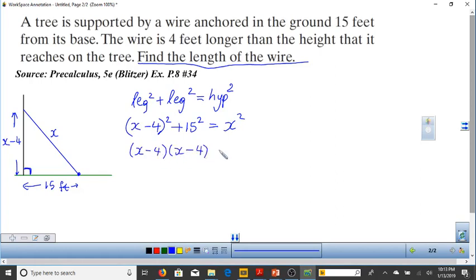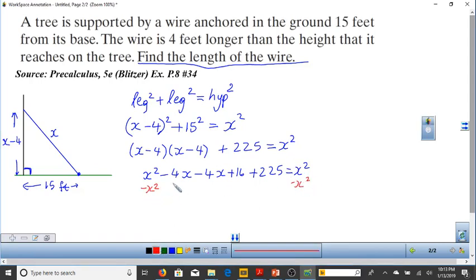15 multiplied by itself is 225. When we distribute, we get x squared minus 4x minus another 4x plus 16 plus 225 is equal to x squared. And then combining like terms, since that's a quadratic, we're going to subtract x squared from both sides to get everything equal to 0. I'm going to combine these, and I'm going to combine the 16 and the 225. So when I subtracted x squared from both sides, it just turns out that both parts cancel.